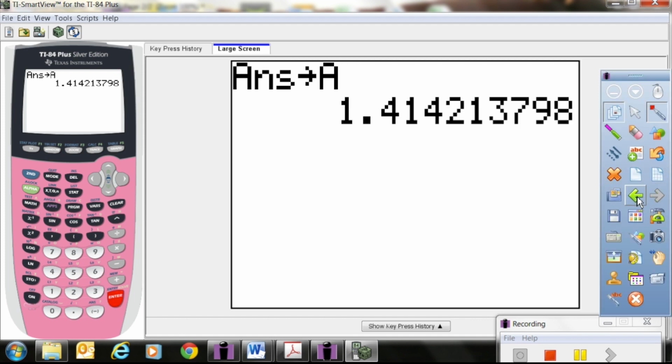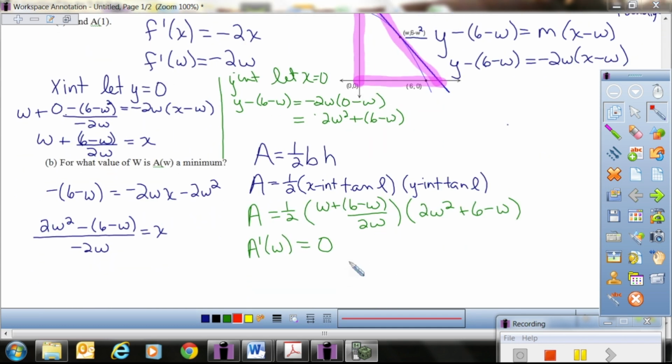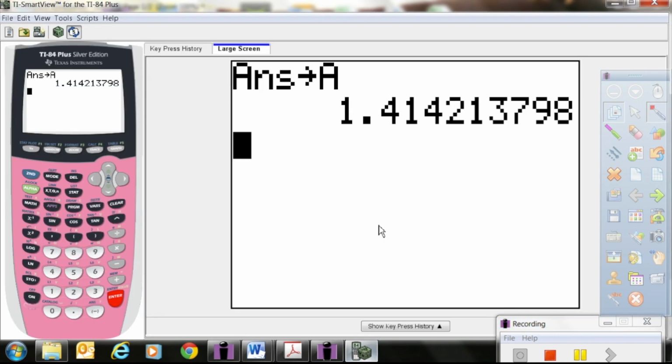Let me go back to my question and actually answer what the question is. It says, for what value of W is A of W minimum? So we found that. That's good. I didn't really need that, but I have it anyway just in case. Because there are optimization problems where, let's say, what is the minimum area, and then we have to use that value to go find it. But I didn't need it for that one. So 1.414 is our answer.